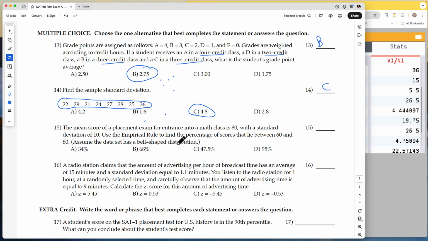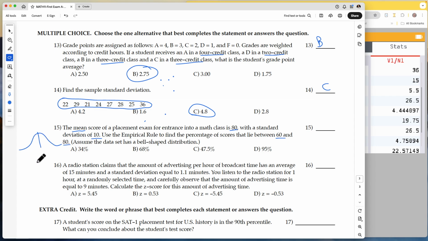The mean score of a placement exam for entrance into a math class is 80. That's a mean, the standard deviation of 10. Use the empirical rule to find the percentage of scores that lie between 60 and 80. So the data is bell-shaped. So the mean is 80. So okay, empirical rule tells us it's based on the normal curve. We can go like that.